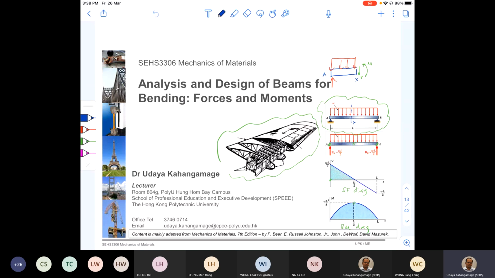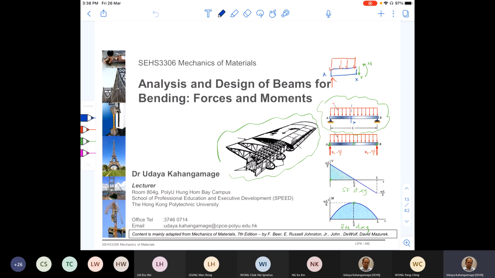Okay, so let's start. And we are going to continue with the same topic, analysis and design of beams for bending. So we are studying about shear forces and bending moments distribution along a beam. So last week, we discussed why it is important to know the shear force and bending moment, right? Because, as you now understand, once we apply a transverse load on a beam, the internal shear force and internal bending moment is not constant, right? Along the beam, the value is going to change.